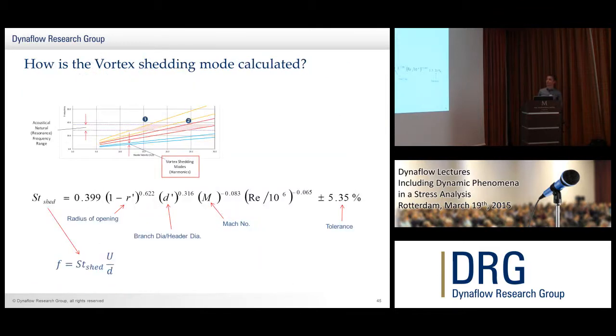Okay, so how is the horizontal axis? How are the shedding modes actually calculated? So it's how we've got this blue line. How is that actually calculated?